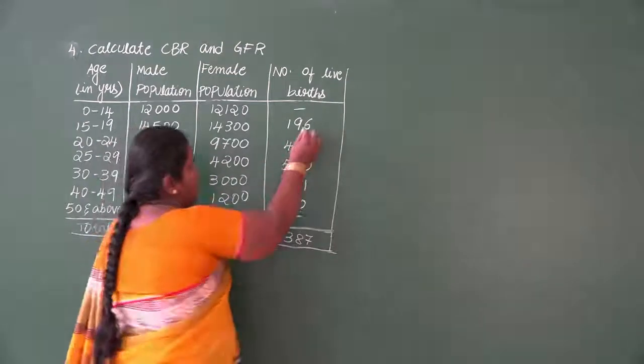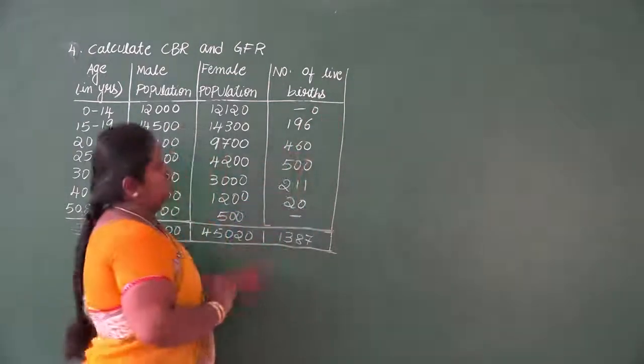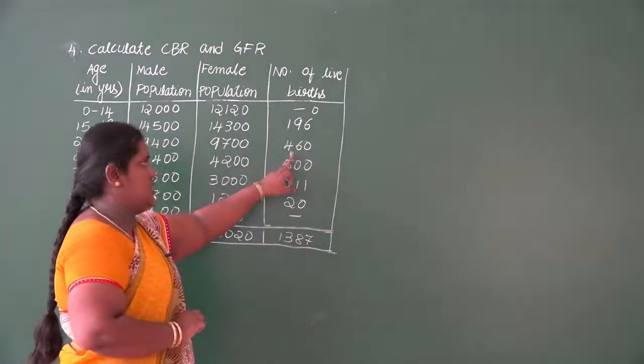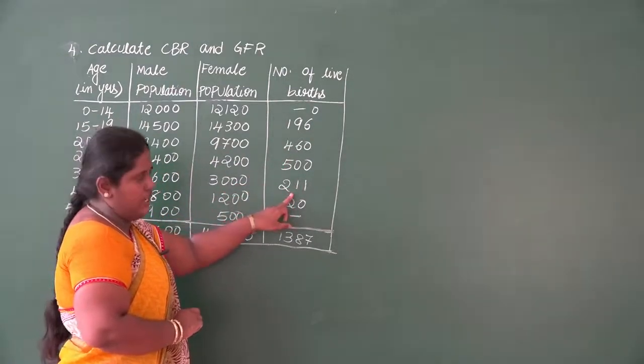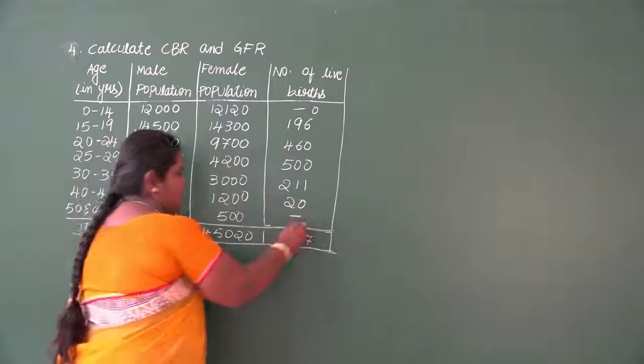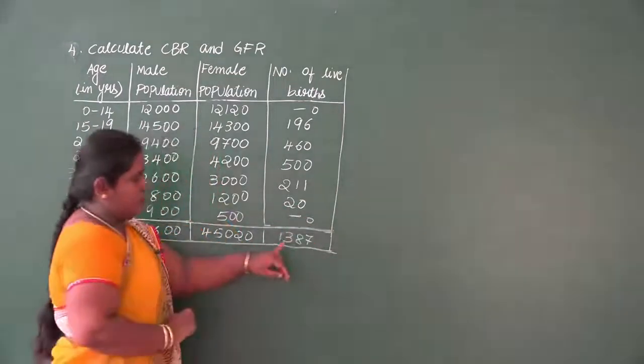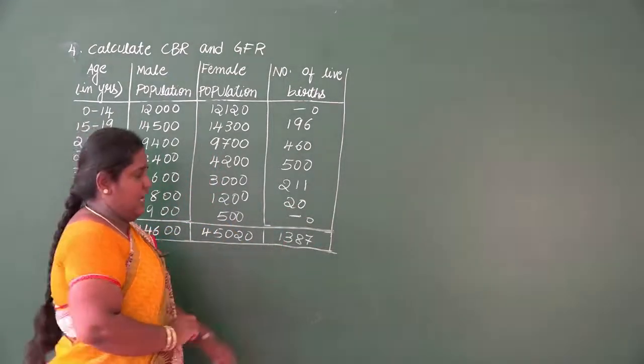Next we'll be adding the live birth total. So the first value we'll take as 0. So 0 plus 196 plus 460 plus 500 plus 211 plus 20. Again the last value is 0. So we'll get it as 1,387.